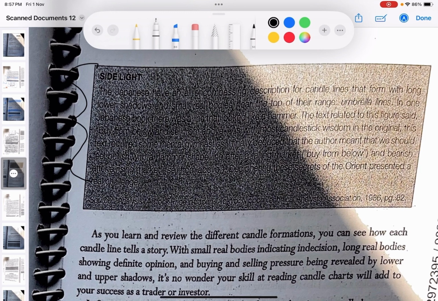The Japanese have an all-encompassing description of candle lines that form with long lower shadows and small real bodies near the top of their range. Umbrella lines is one of the Japanese books. There was a line that looked like a hammer. The text related to this figure: buy from below and sell from above. As with most candlestick wisdom in the original, this text required some mental gymnastics. Okay, they were just telling us about the book Umbrella Lines. If you're interested, then you should read that.